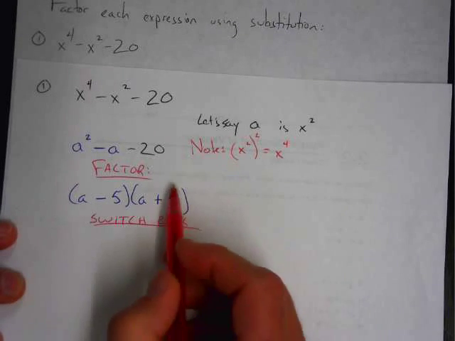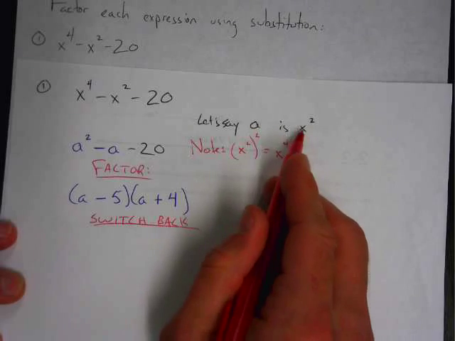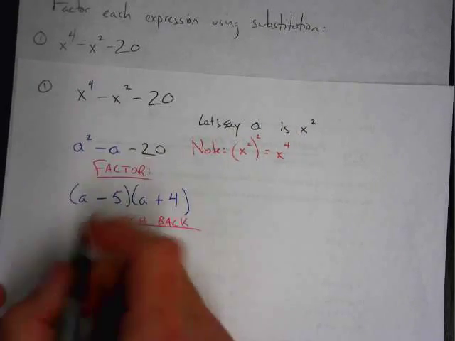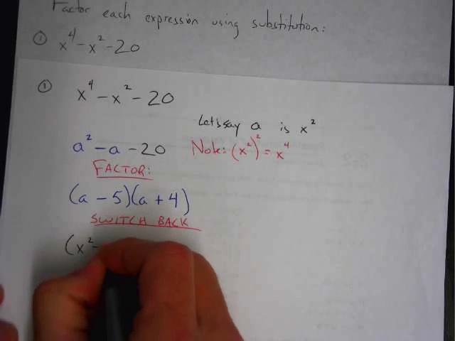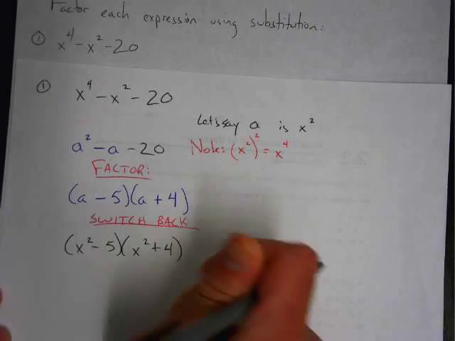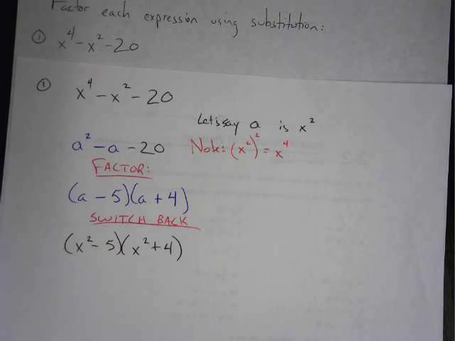And when we switch back, remember what we had said. We said a is x squared. Well, now we have a minus 5 and a plus 4, so we switch back and say, okay, well then it's actually x squared minus 5 and then x squared plus 4. Ta-da! And we have now factored this out.